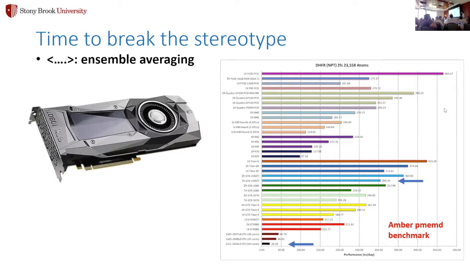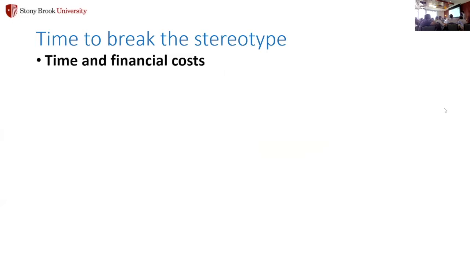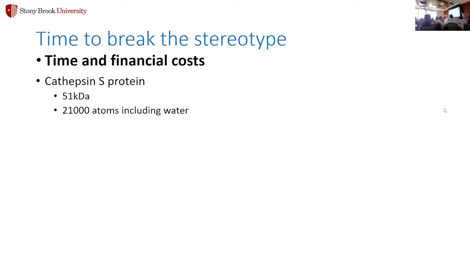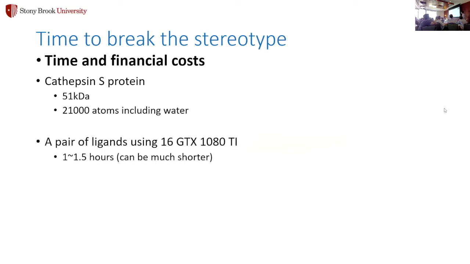GPU, I guess everyone knows this. Amber TI has gotten a huge boost after using GPU hardware. Everything can be done in a very cheap and fast way now. So this is the estimate I have for this kind of calculation. For a system the size of cathepsin S with 21,000 waters, including the protein, if we are using 16 GTX 1080 Ti GPUs, it takes 1 to 1.5 hours.